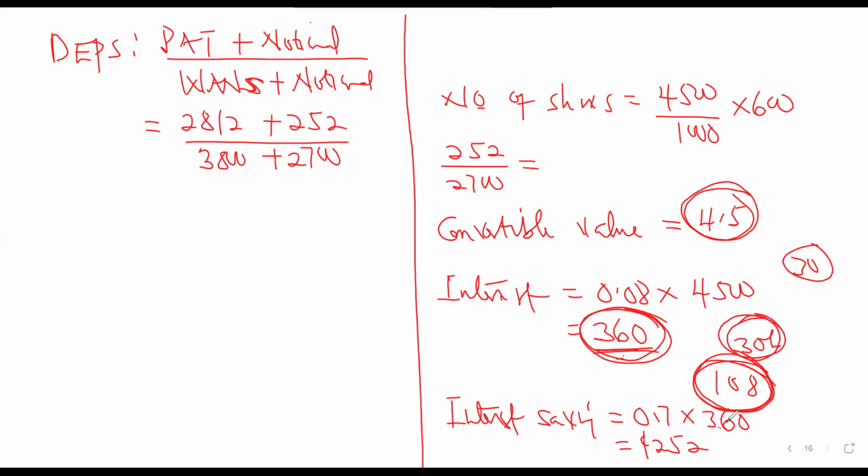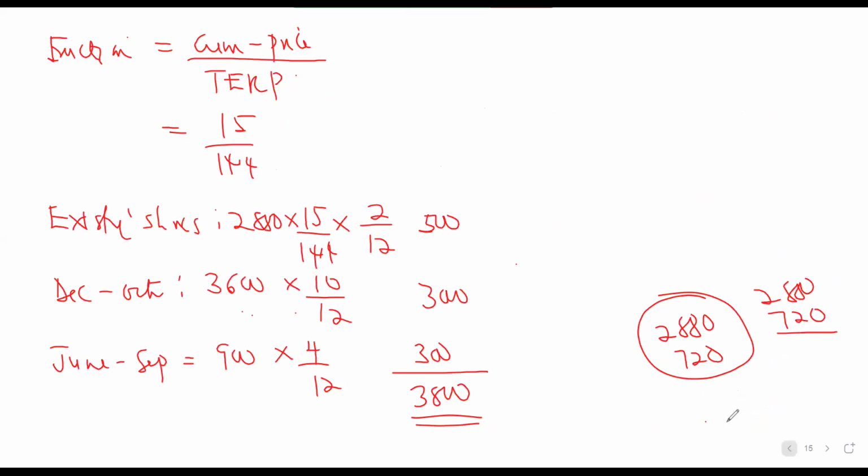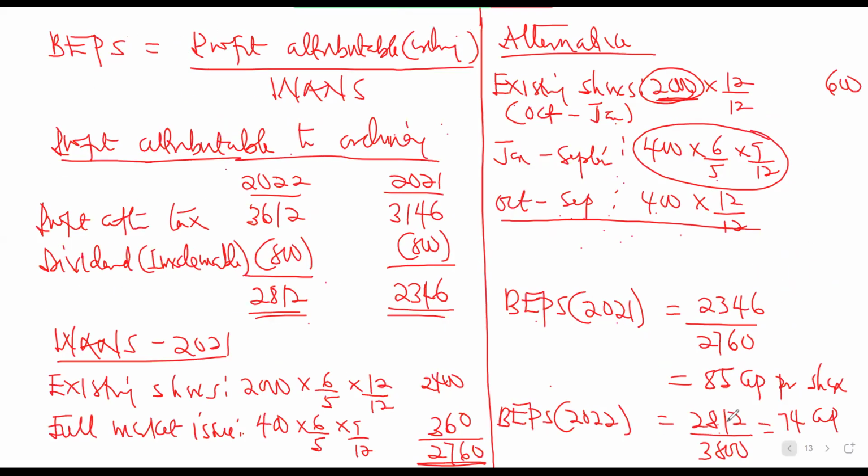Would that be 0.09? Okay. Yes, it is 9.3. So this one is having 9.3. But what is our current earnings per share for 2022? It's 74, isn't it? Yes.